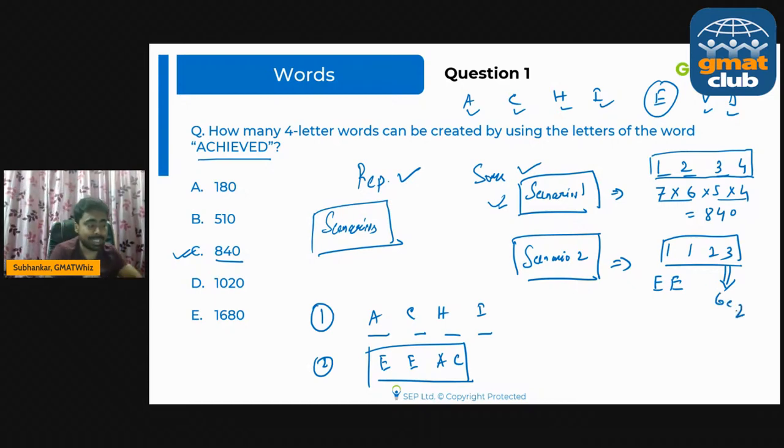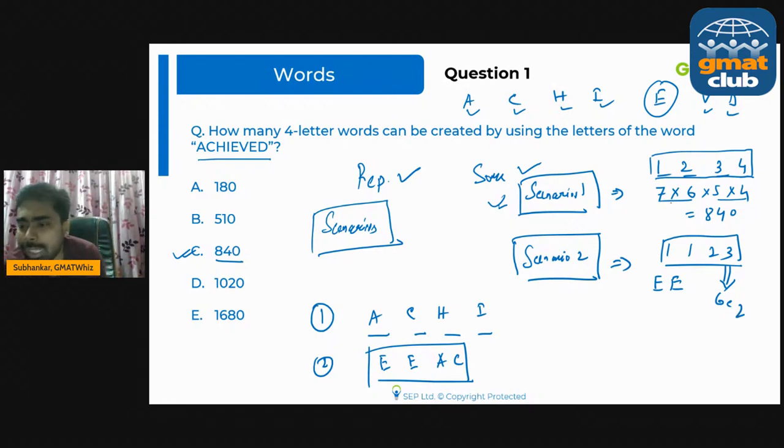Understand, here we cannot use the filling space method because repetition is there. So do not use the filling space method if there is a repetition. So what should I do? I should use cases, and use the combination to get to the correct answer. Again, I'm repeating this part, scenario two. E and E must be there because it is repetition, and the remaining two I'm getting from 6C2.